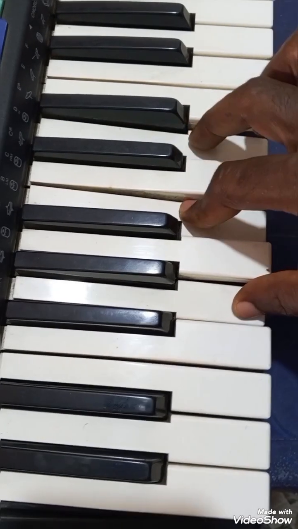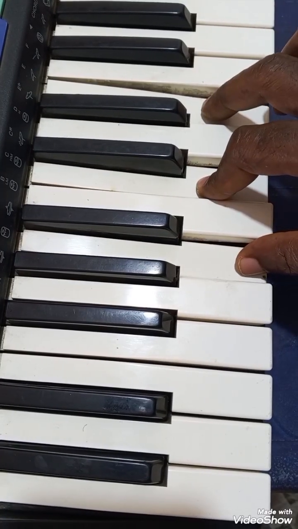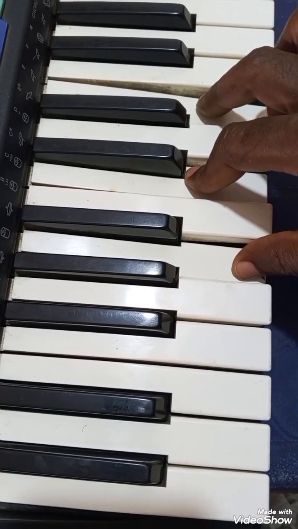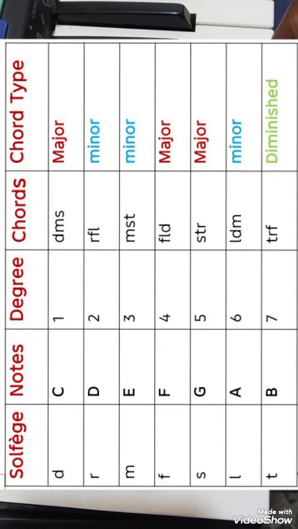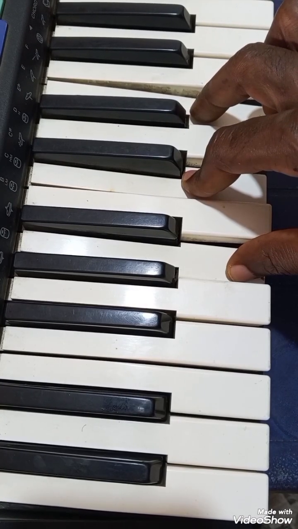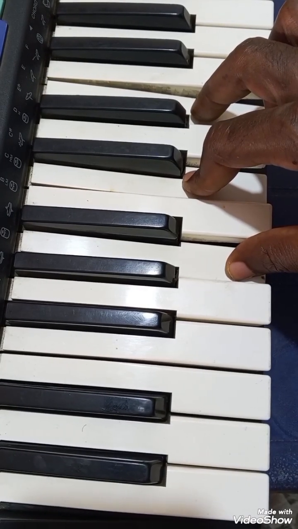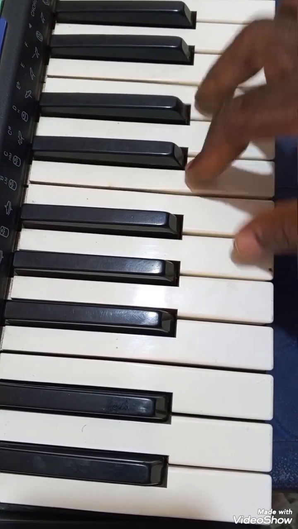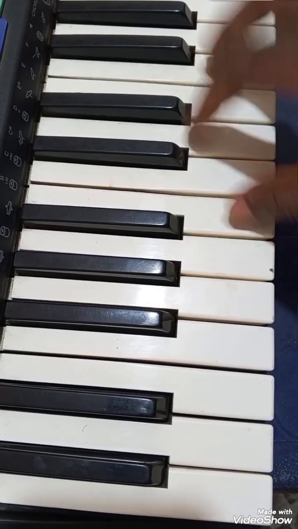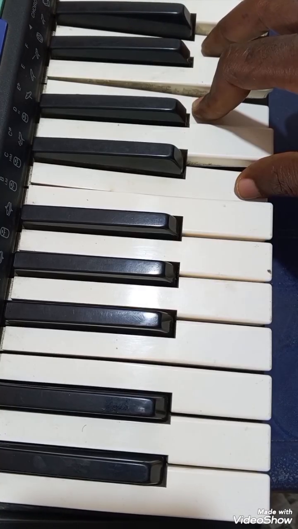Sol, Ti, Re. Okay, chord 6, which is La here. La chord. This is a minor chord because it is A minor. That is why it's called a minor chord. Chord 7: Ti, Re, Fa. This is called a diminished chord. Then back to the octave.